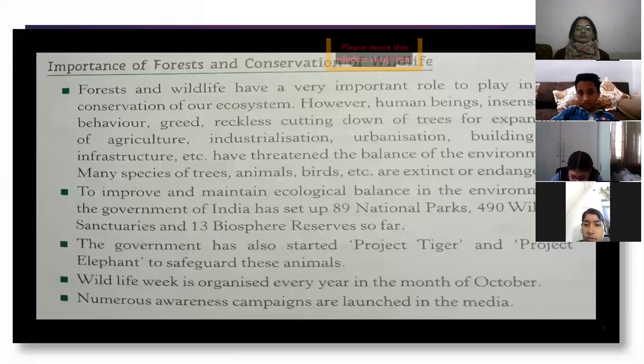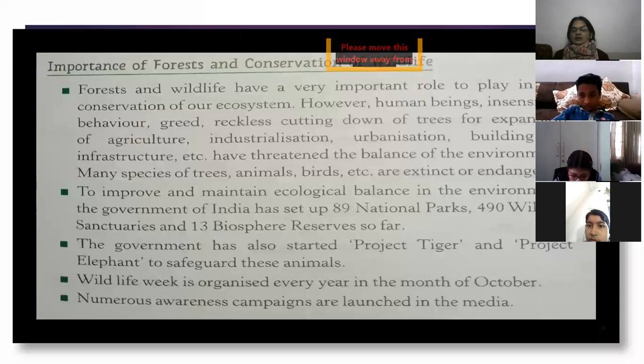Okay. Now, the forest. How are forests useful to us? Forest and wildlife have a very important role to play in the conservation of our ecosystem. Ecosystem means the protection of our environment. Yes, because wildlife and vegetation balance our environment. See, if there are too many plants, then also it will destroy our environment. And if there are too many animals or no animals, then also our environment won't be balanced.